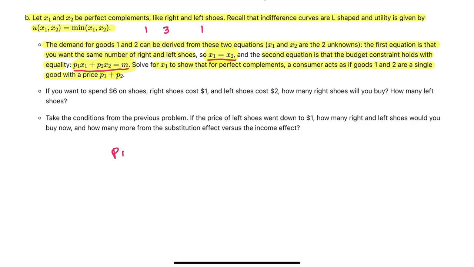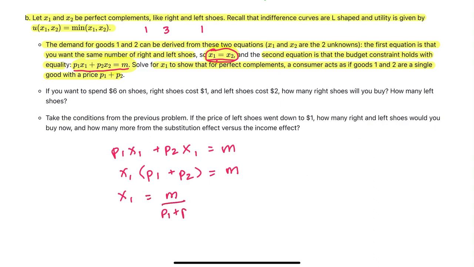So I'm going to have P1 x1 plus P2, and I'm going to put in x1 for x2 because I know that they're equal. I'm combining these two equations. So that'll be equal to M. And then I can collect x1 over here. So it's just x1 times P1 plus P2 equals M. And then I have x1 equals M divided by P1 plus P2. And I also know that that's equal to x2 because x1 equals x2. So that's the number of right and left shoes that I'm going to purchase.